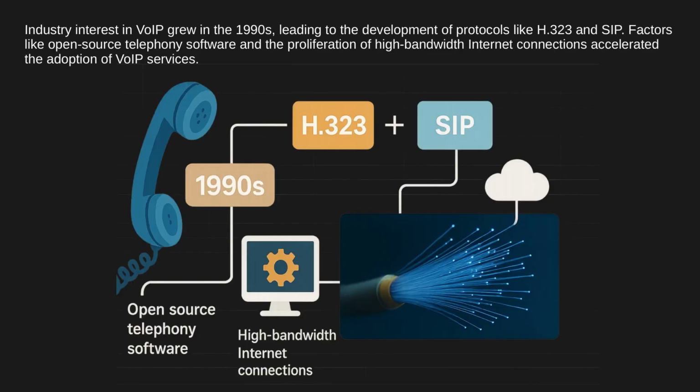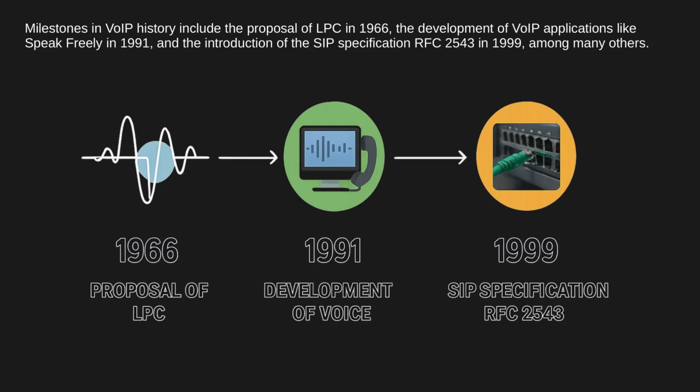Industry interest in VoIP grew in the 1990s, leading to the development of protocols like H.323 and SIP. Factors like open-source telephony software and the proliferation of high-bandwidth internet connections accelerated the adoption of VoIP services. Milestones in VoIP history include the proposal of LPC in 1966, the development of VoIP applications like Speak Freely in 1991, and the introduction of the SIP specification RFC 2543 in 1999, among many others.